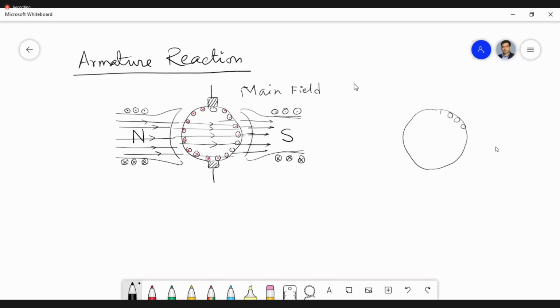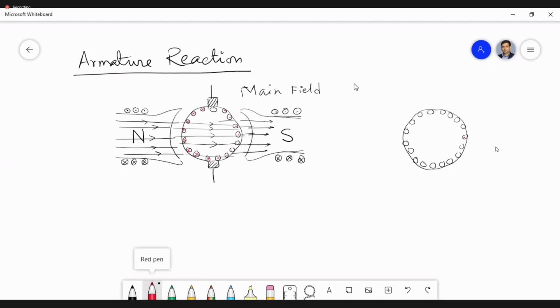Sir, আর্মেচারেও তো আবার একটা মানে ফ্লাক্স ফর্ম হবে না, মানে কারেন্ট ফ্লো করছে। Correct. So that means as armature is also now carrying the current, it will also generate another field. So it will also generate another field. And you can understand what will be the direction of that field.